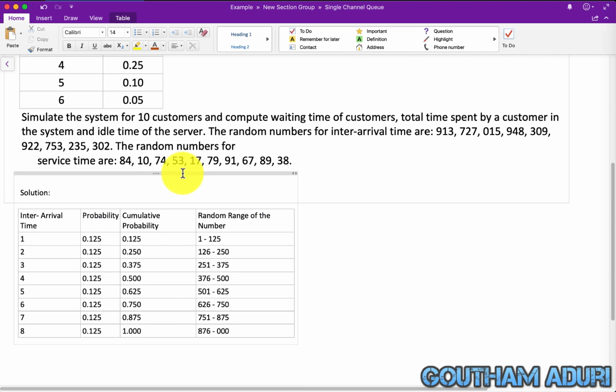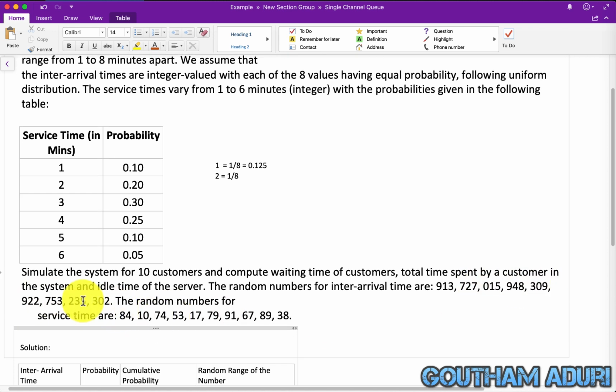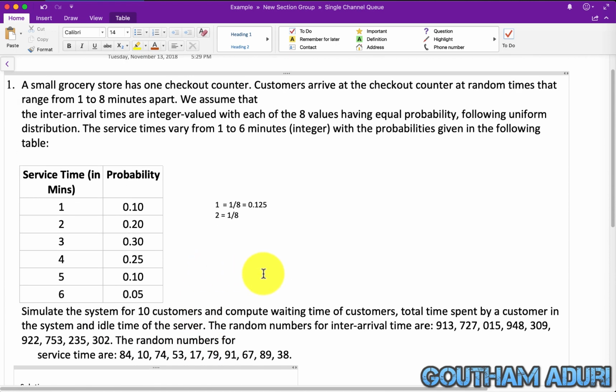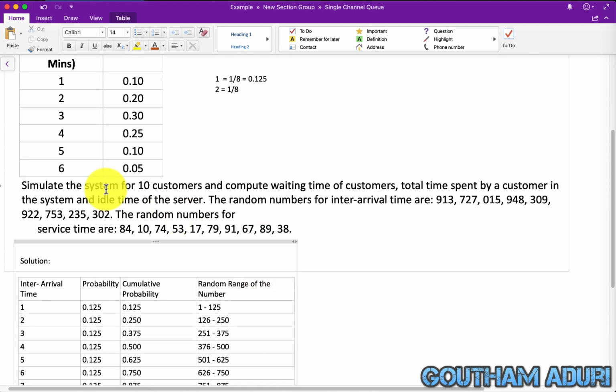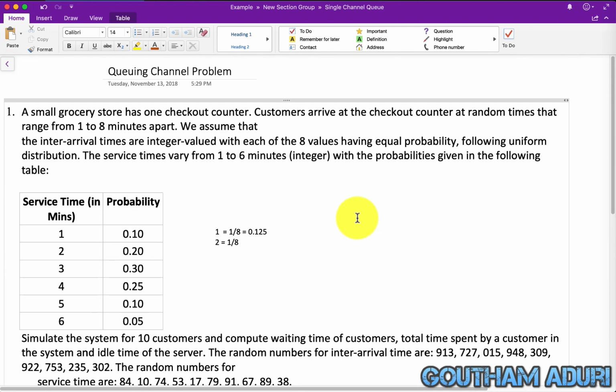Now we have got the inter-arrival time and the service time also, so you can calculate for the 10. The inter-arrival times always start with 0, because here only 9 numbers are given: 1, 2, 3, 4, 5, 6, 7, 8, 9. So you can calculate, and you have to draw the simulation table, simulate the system for 10 customers, and compute the average waiting time, the total time spent by a customer, and idle time. You know all the formulas, so you can just calculate using these. And that is what single channel queuing problems are about.